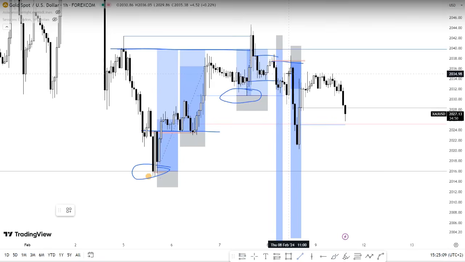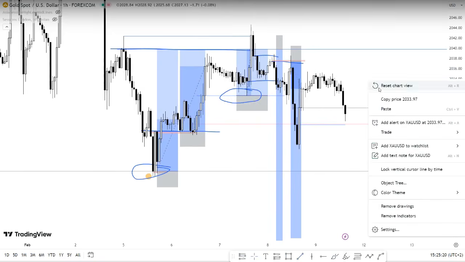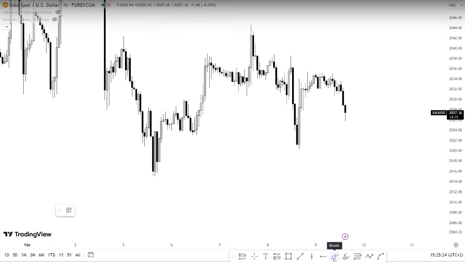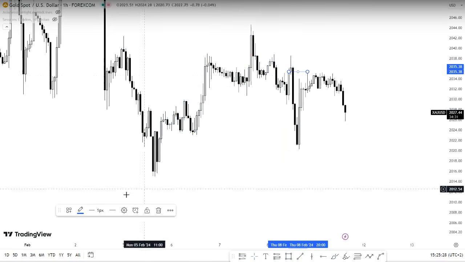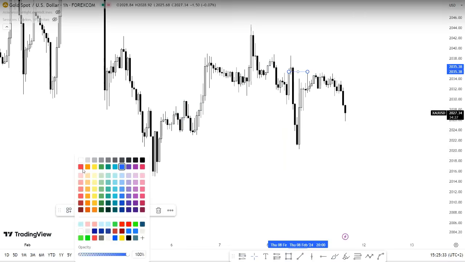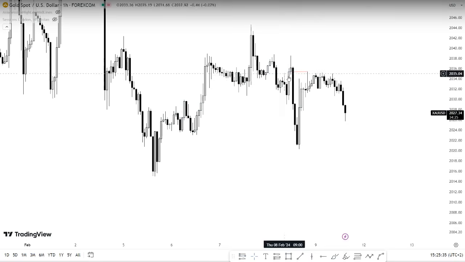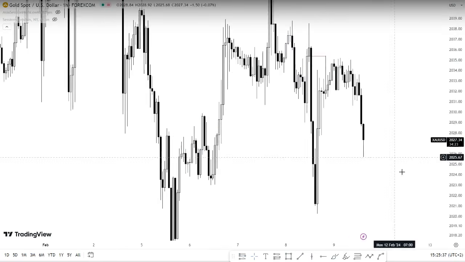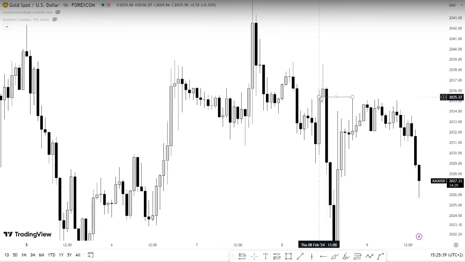This area right here was an area of resistance. I mean, it was an area of support, just like this one right here. It was an area of support, but just let me remove everything here. I want to show you something real quick. This area right here, right? Let me mark it with the red. This area right here was an area of support, right? This was an area of support.